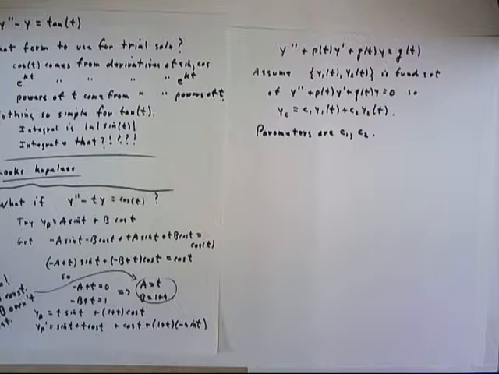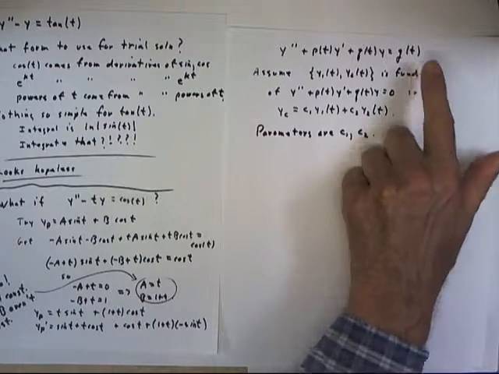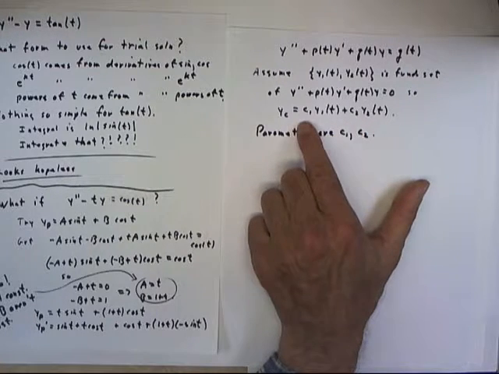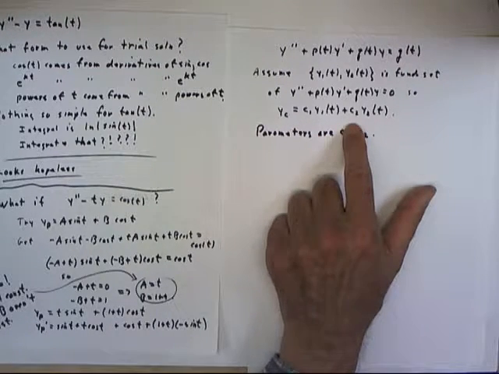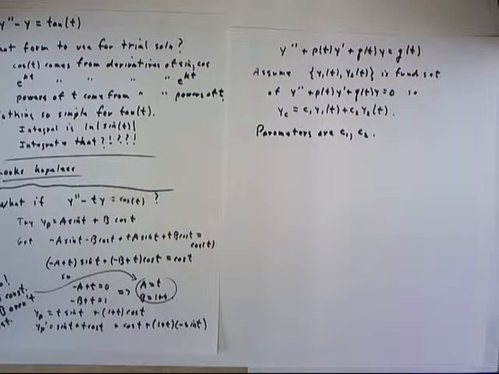And what we're going to do is assume that there's a solution to the non-homogeneous equation where instead of using constant parameters c1 and c2, we can use two functions in place of c1 and c2 and somehow manipulate this equation into a solution.